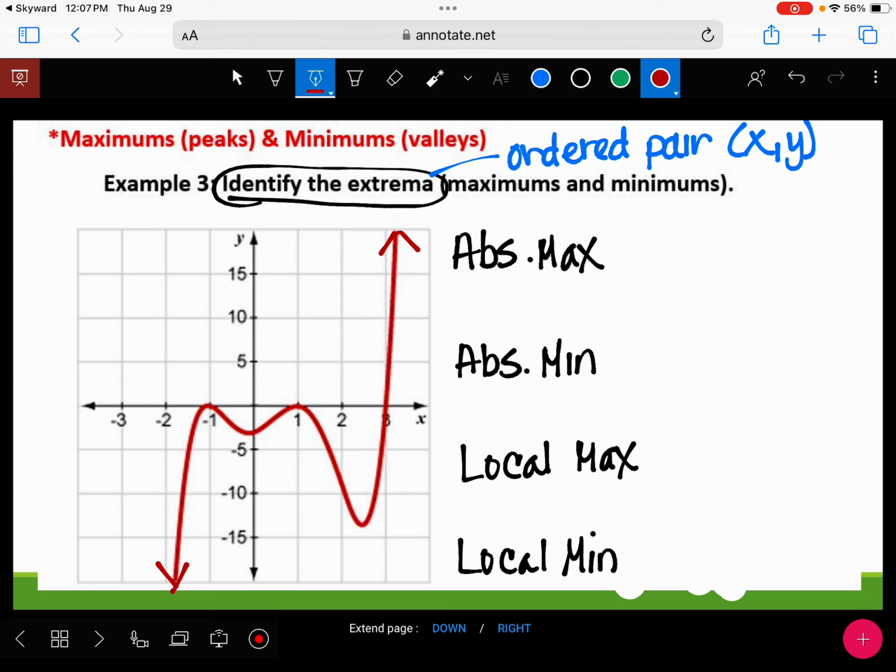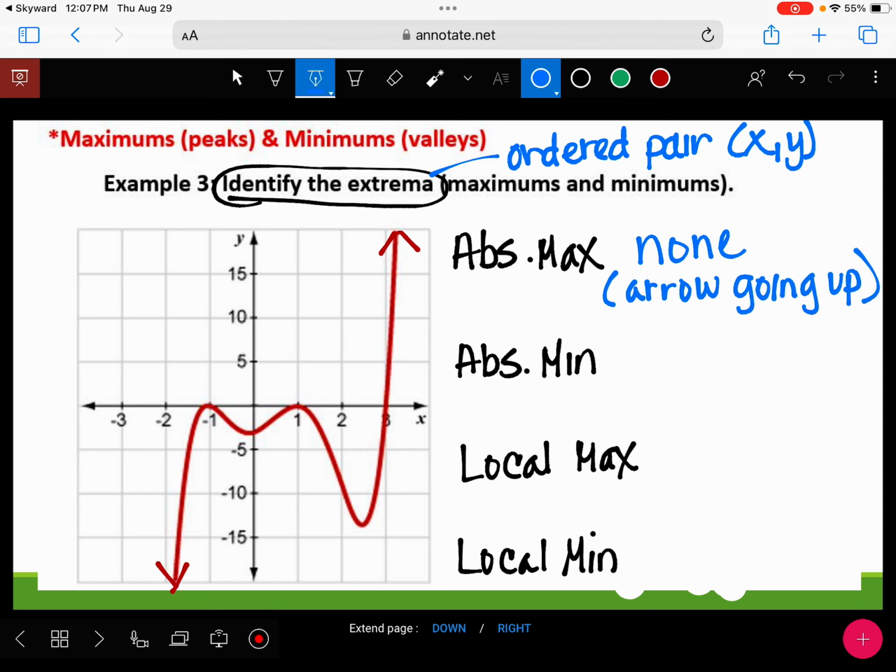Okay. All right, so remember that an absolute max is the highest point. This side is going to go up forever. So if it's always increasing, if it's always rising, is it ever going to hit the top? So we don't have an absolute max. There is none. And the reason why is because we have an arrow that goes up. Anytime you have an arrow pointing up, you don't have a highest point. If I keep climbing, I'm never going to hit the top.